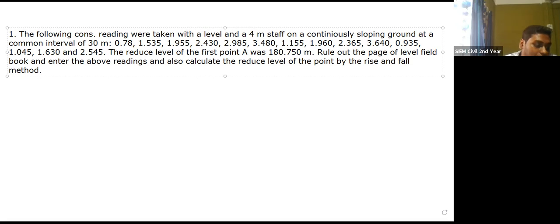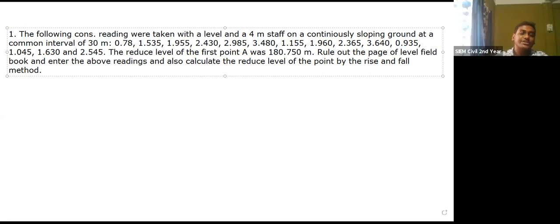There are different types of columns: station, next is distance, after that is reading. There are three types of reading, that is BS, IS and FS. Next is the height of the instrument, next is the reduced level, and after that the remarks. First one is the station. Here in our question the reduced level of the first point A was 180.750, that means the first station is A.